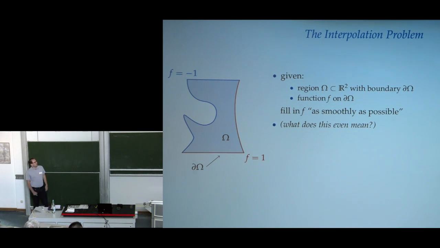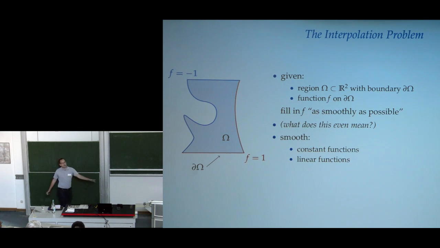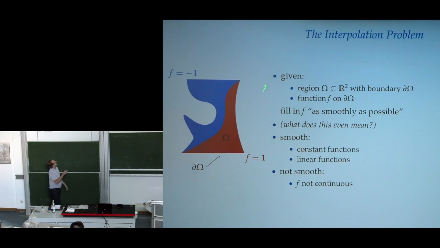Right? So what do I call smooth? If I have a constant function, I consider that pretty smooth. If I have a linear function, I also consider that pretty smooth. What about more generally? If I say, okay, I'm going to fill this in by just making half of this region blue and half of this region red, even though it's very smooth up here and very smooth down here, there's a huge jump where it goes from red to blue, where it jumps from 1 to -1.